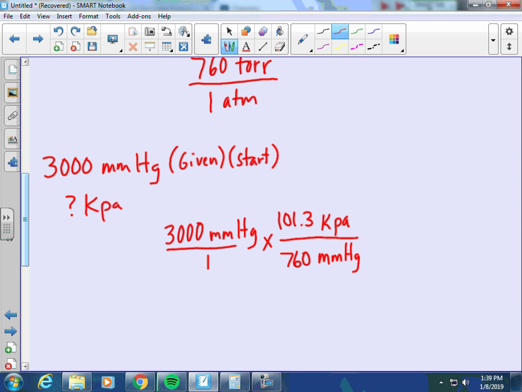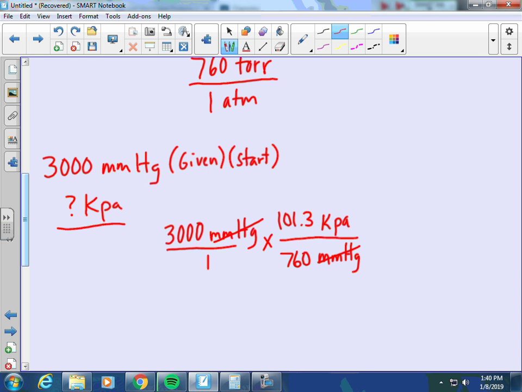mmHg. So what we can do is cross that unit out now. Not the number, just the unit. Okay? So now the only thing we have in this problem is kPa, which is great. You know why? Because that's what we want to find according to the problem. It says, tell me how many kPa it's going to be. So now we just have to do the math.